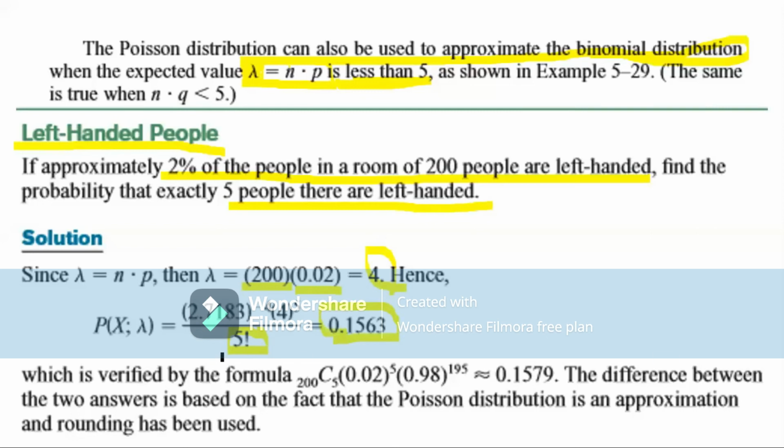But when the same thing is verified by this binomial formula, you get this value which is mostly similar, more or less similar. ठीक है, so ये जो difference आ रहा है between the two answers is based on the fact that Poisson distribution is an approximation and rounding has been used. So you can use Poisson distribution instead of binomial distribution when this product is less than 5.